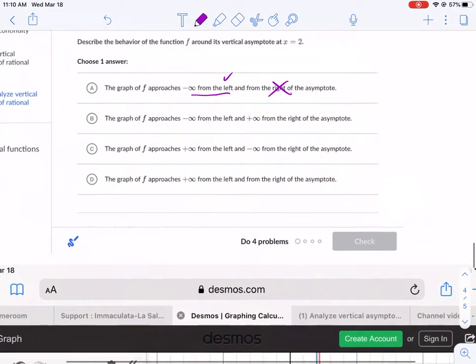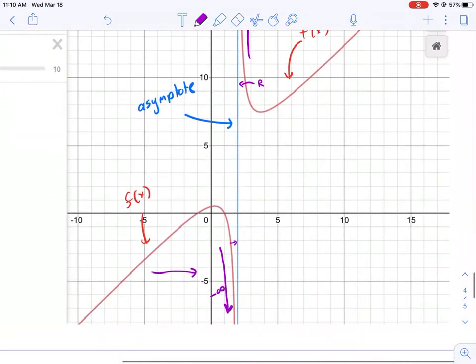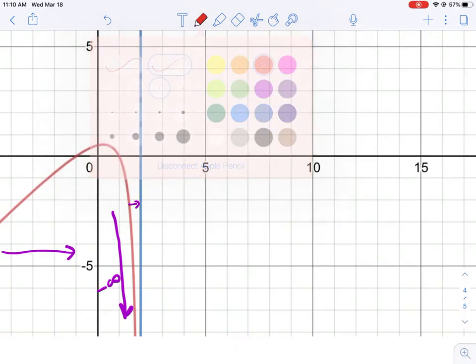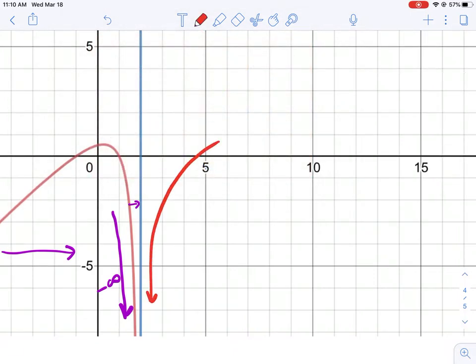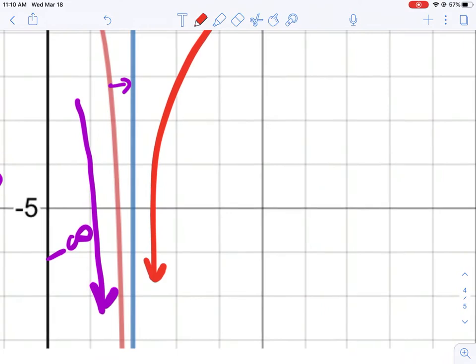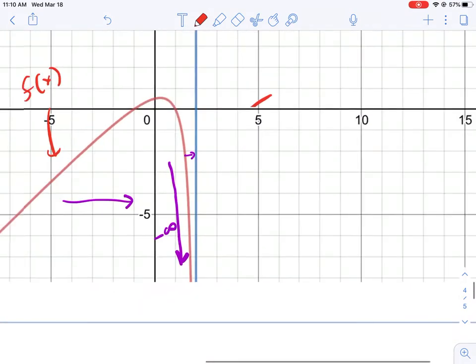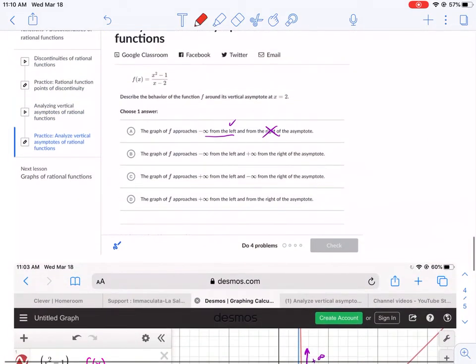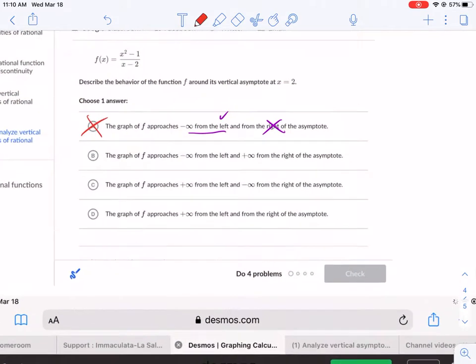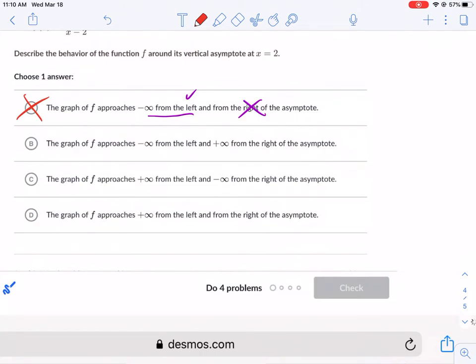So if it were to approach negative infinity from the left and the right, what would it look like? It would look something like this, where from both the left and the right, it's both going towards negative infinity, but that's not the case with this function. Okay, so we can rule out letter A. That's a bad choice.